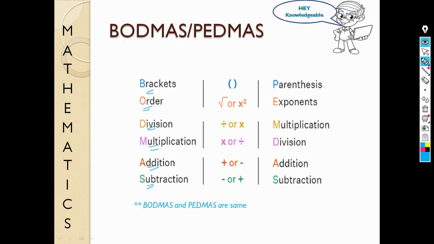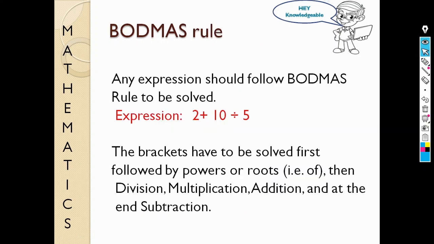In the same way, in PEDMAS, P stands for parenthesis, E stands for exponents, M stands for multiplication, D stands for division, A stands for addition, S stands for subtraction. And if you see, both are exactly the same. PEDMAS and the BODMAS rule are exactly the same, just the name is different.